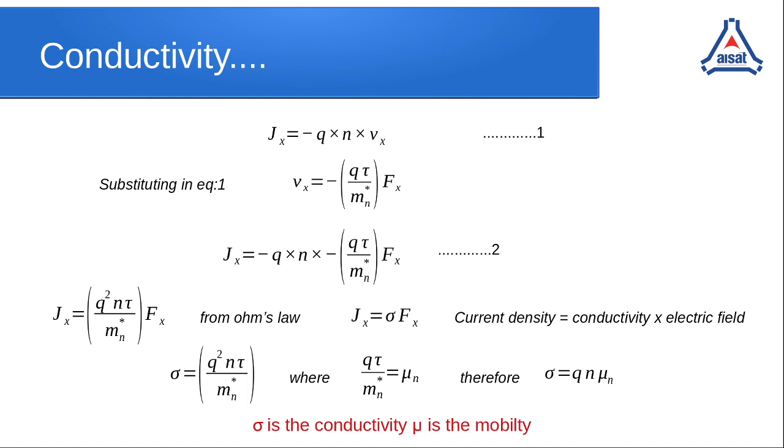So the relationship between conductivity and mobility, in this case we are discussing about the electrons, that is why it is mu n. So the conductivity due to electrons is equal to q, which is the electron charge, n is the number of electrons, and mu n is the mobility of electrons.